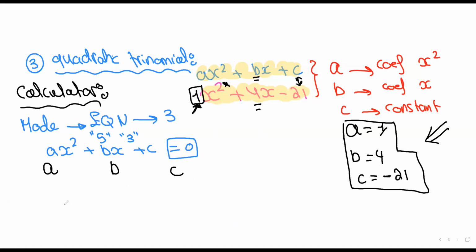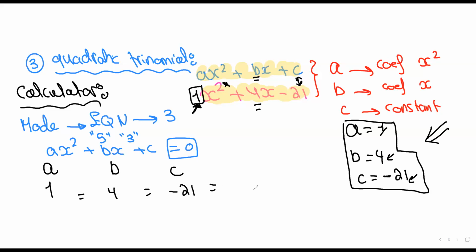So let's do it together. On your calculator, press 1 and then press equal. You will see that the highlighted part has moved to B. Now press 4 and then press equal again. You will find that the 4 appeared under the B. And then the last number, which is negative 21. You write negative 21 and press equal. You will find that it appeared under the C.